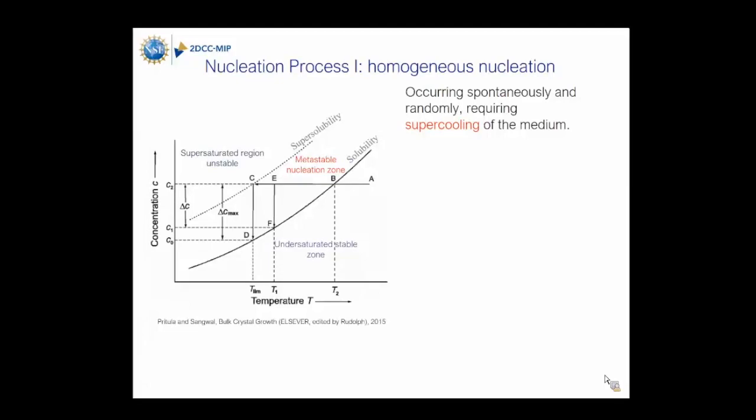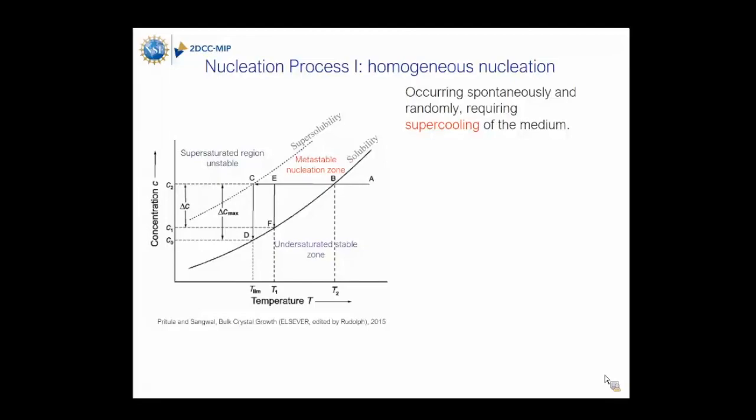So next I want to talk about the nucleation process. Nucleation can take place in two different ways. One is homogeneous nucleation. The other is heterogeneous nucleation. Now let me tell you what they are. What is homogeneous nucleation?